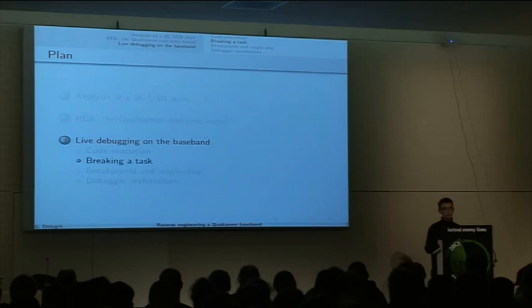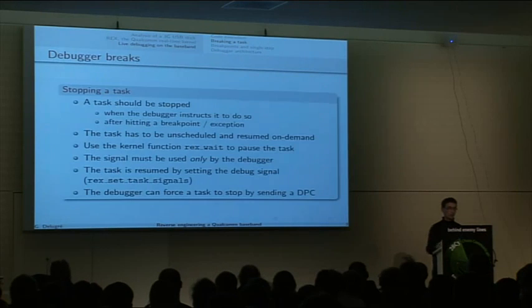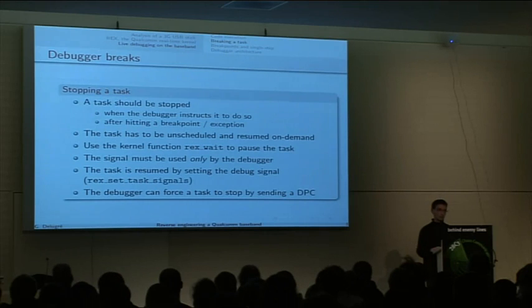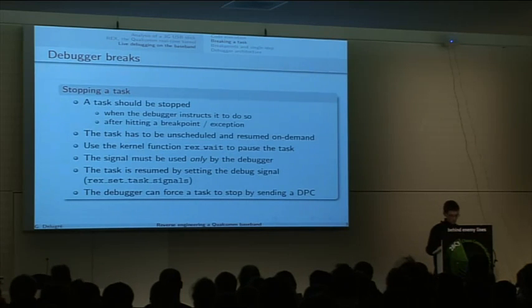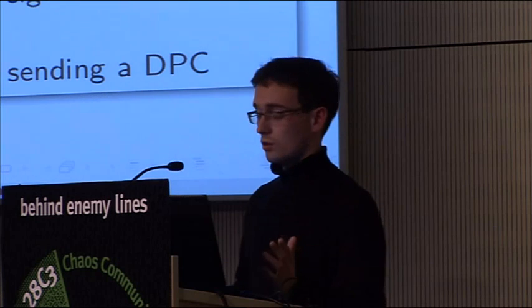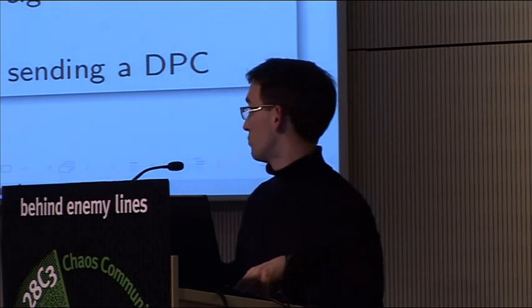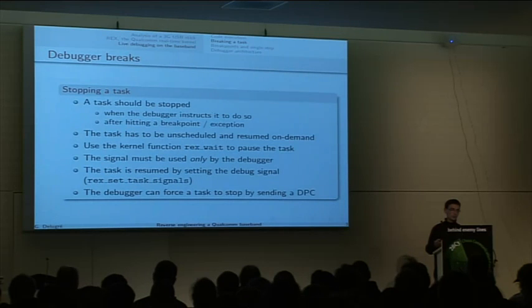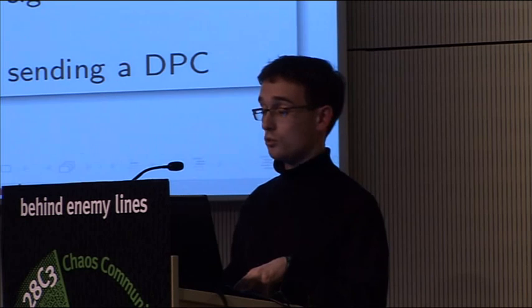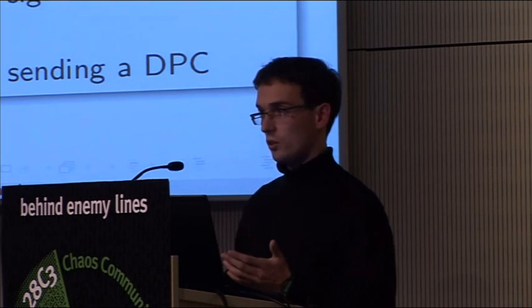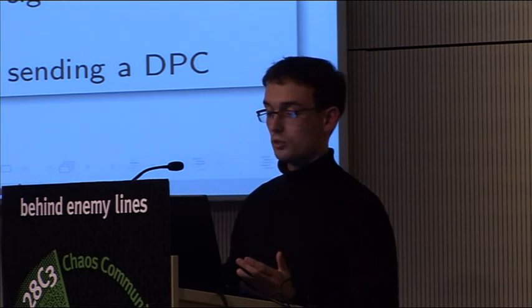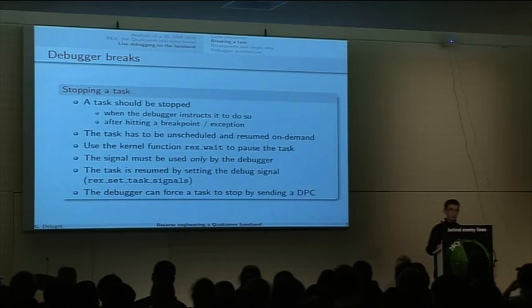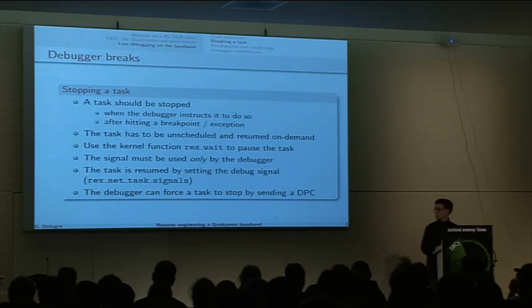When you get code execution, if you want to write a debugger, next you want to be able to break a task. A task should be stopped if the debugger tells it to stop, or if you hit an exception or a breakpoint. So you have to be able to unschedule a task and resume it on demand. For this, I just reuse the kernel API I've reversed before. There is a specific function for waiting for a signal for a task. So I'm just telling a task to wait for this signal, and the debugger can resume the task by sending the signal to the task. The signal needs to be one that is not used in the system in normal conditions. Otherwise, you would wake up the task even before you told it to.